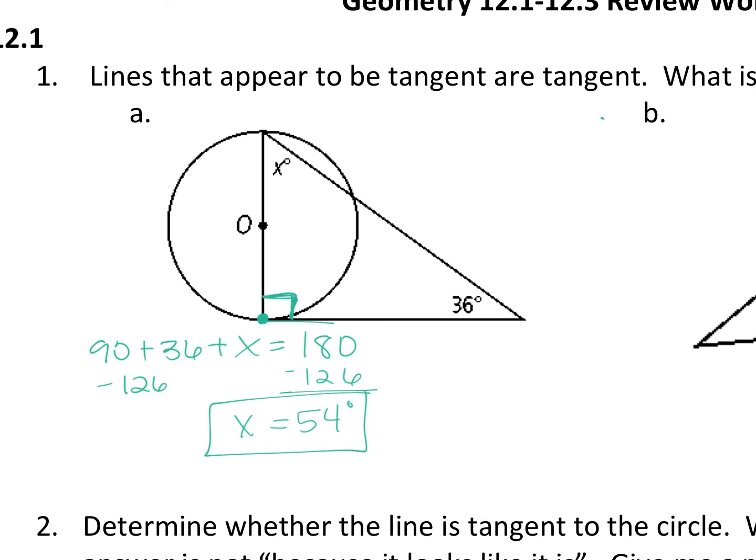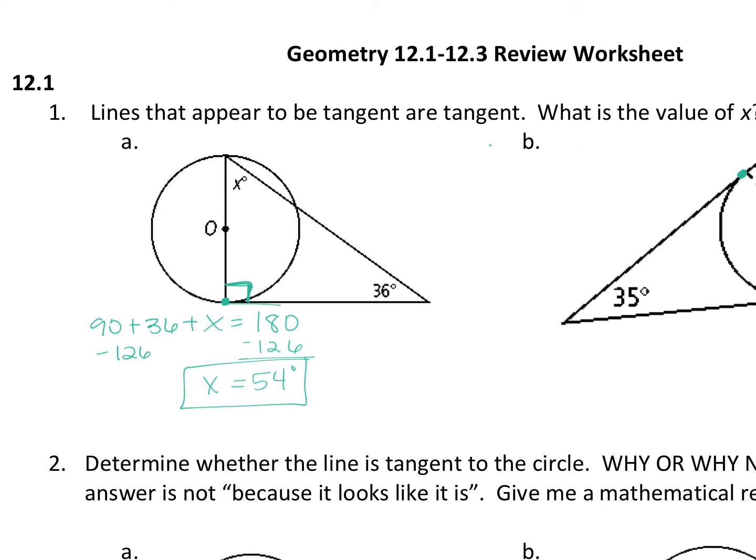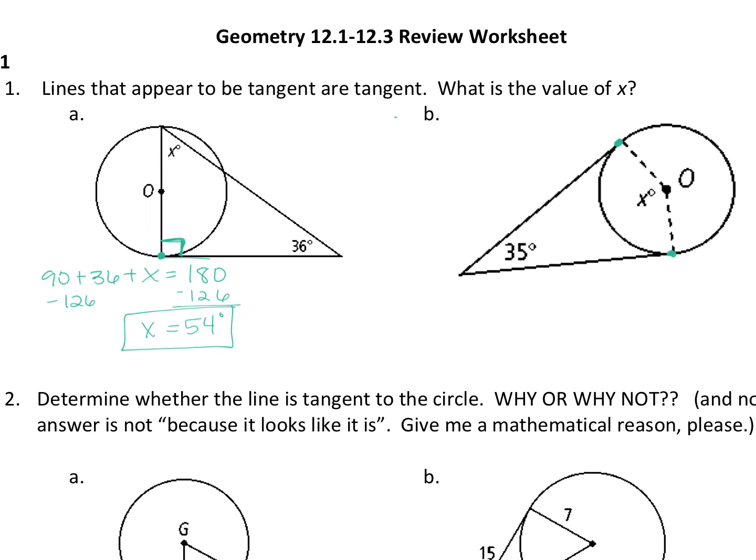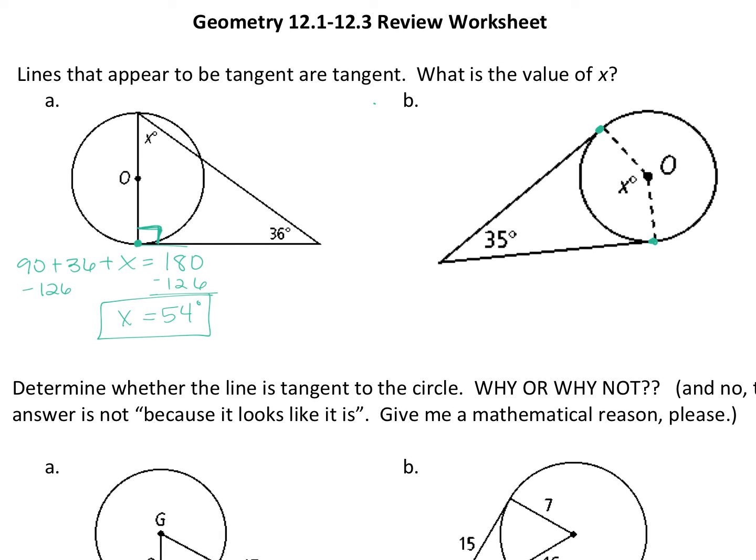Questions on that? Okay, so what's different about letter B then? Now you have two right angles, and it's going to add up to 360 because you have a quadrilateral now, instead of a triangle. So this is going to be 90 because it's tangent. This is going to be 90 because it's tangent. So 90 plus 35 plus 90 plus x will equal 360 instead.